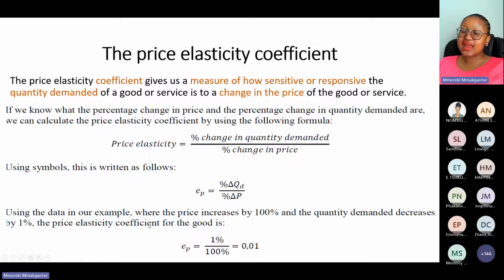So using the data in our example, from the previous slides, where the price increased by 100% and the quantity demanded decreased by 1%, the price elasticity of the good is, then you slot in your numbers. Percentage change in quantity demanded, we are told it decreased by 1%, and percentage change in price, we are told the price of apple increased by 5 rand, which was a 100% increase. So therefore, our coefficient is 0.01.